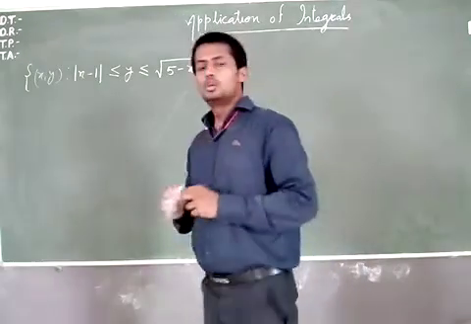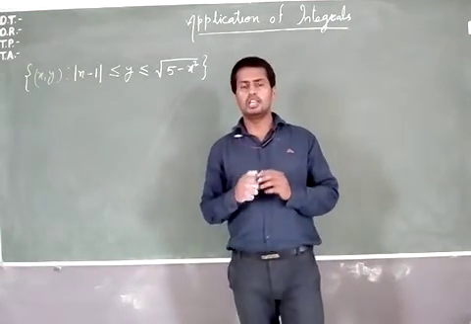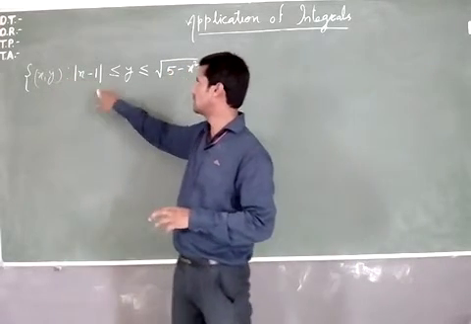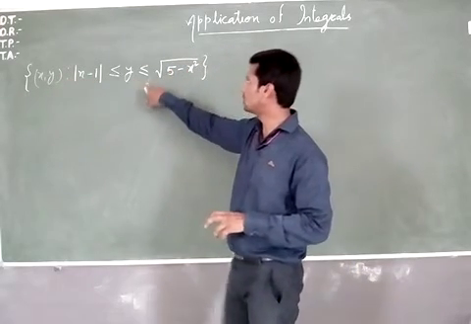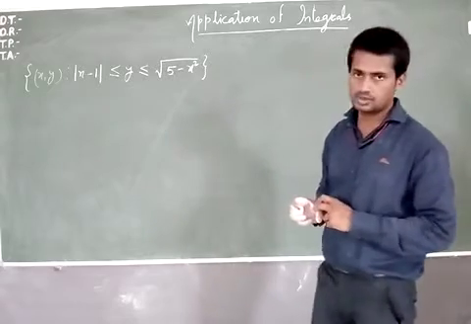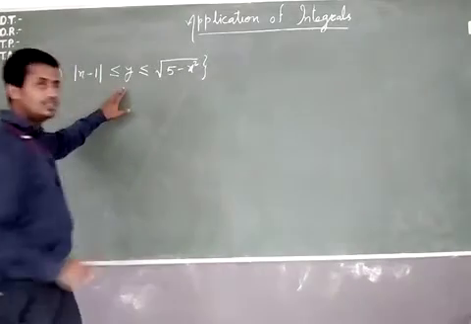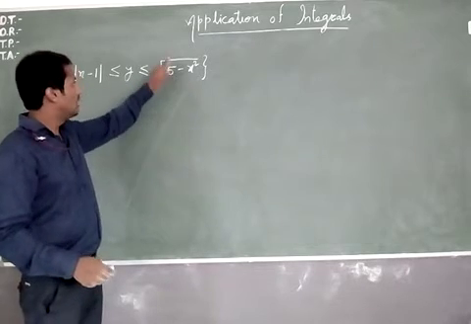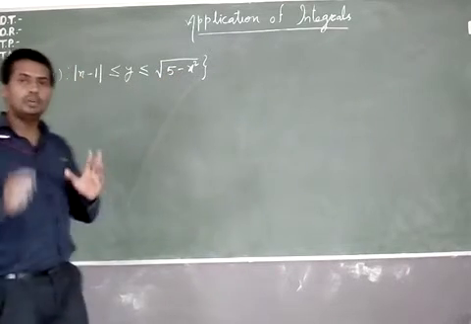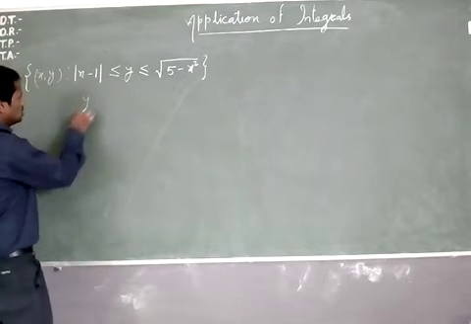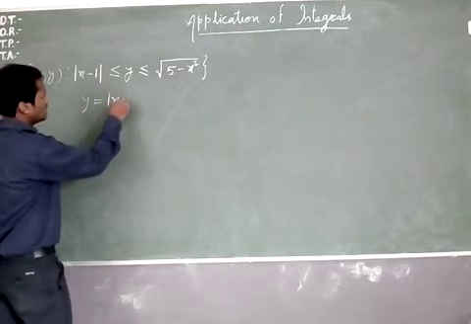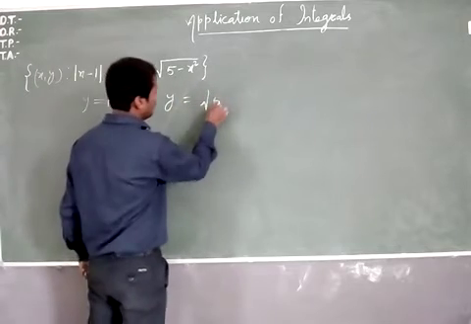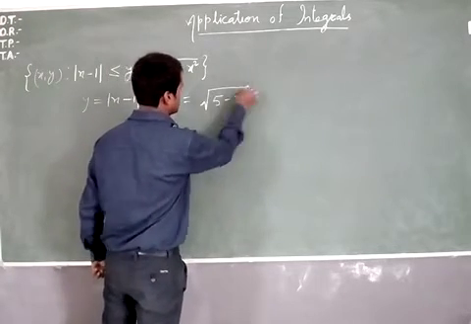Good morning. Today we will learn how to find the area between two curves in the form of x, y such that |x| - 1 ≤ y ≤ √(5 - x²). So it is given that y is greater than or equal to |x| - 1 and less than or equal to √(5 - x²). So we can make two different equations: y equal to |x| - 1 and y equal to √(5 - x²).